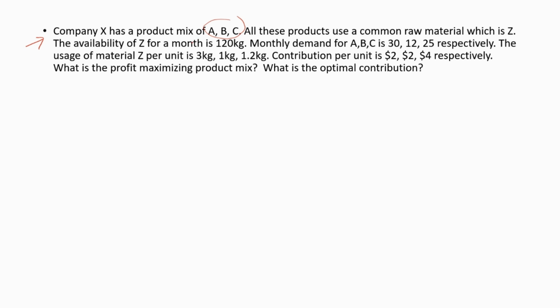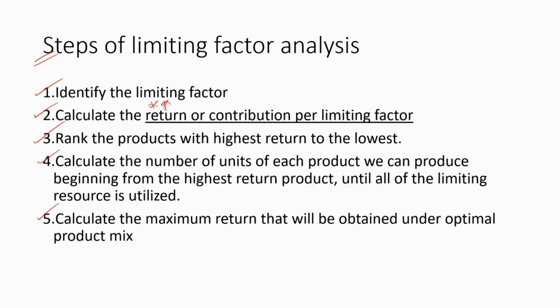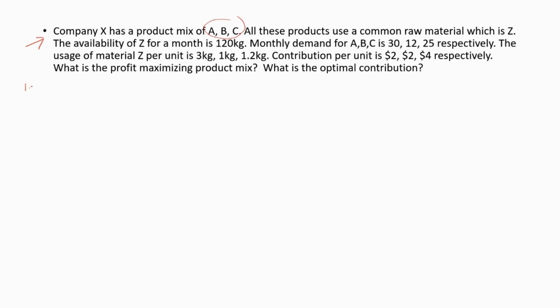What is the profit maximizing product mix? What is the optimal contribution? Let's go back. Look at step 1. Identify the limiting factor. As the first step, we have to calculate the total need of raw material to produce product A, product B and product C in order to meet the demand.